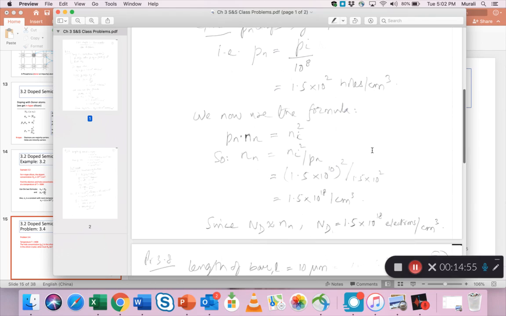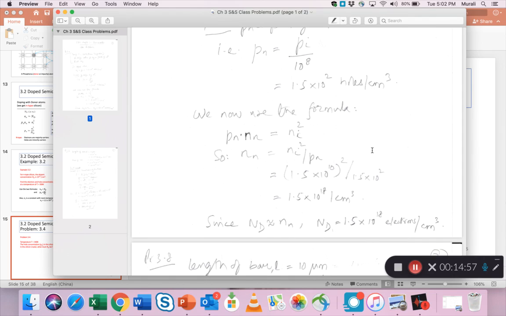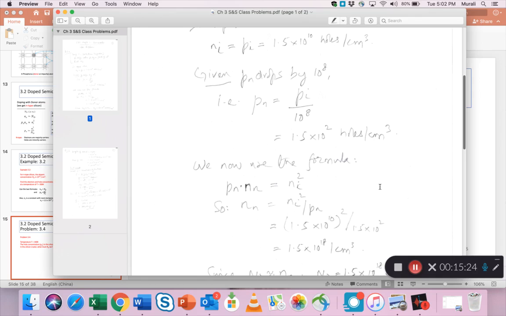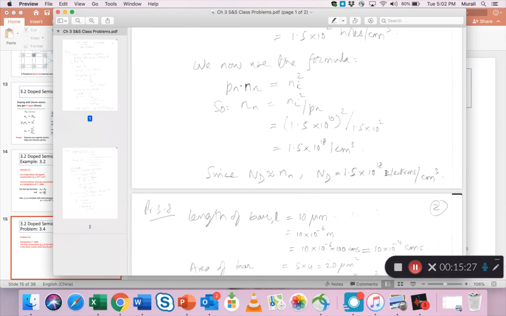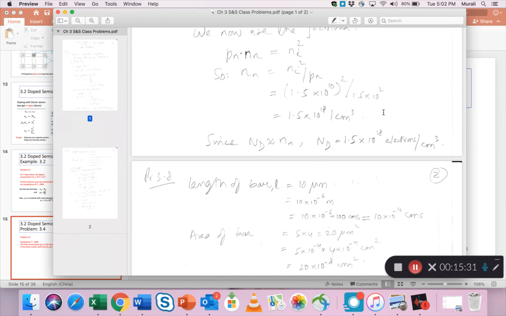Okay, so how do we find out how much the boost in the electron density was? First you take the product and equate it to the intrinsic density squared. We know what the new p_n is, so the new n_n is 1.5 times 10 to the power 18. So the electron density went up by the same factor of 10 to the power 8. Not surprising.